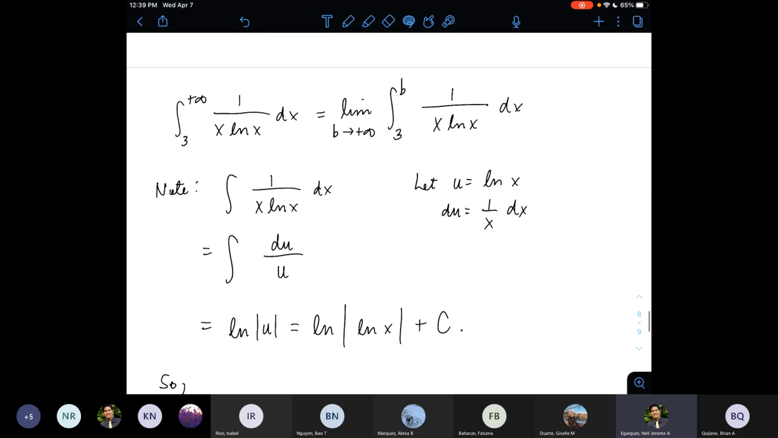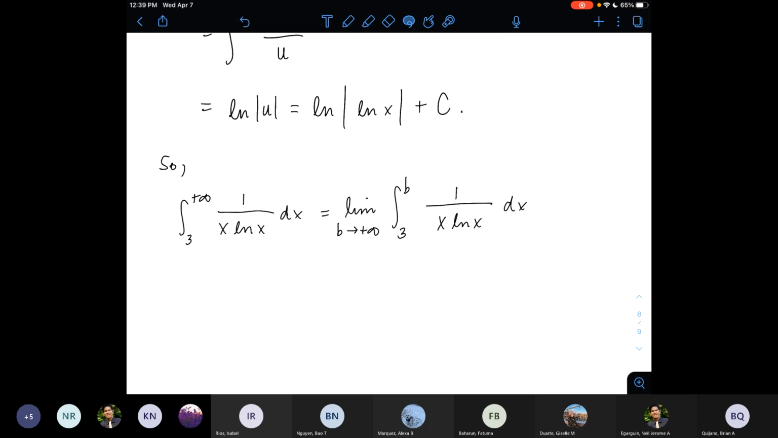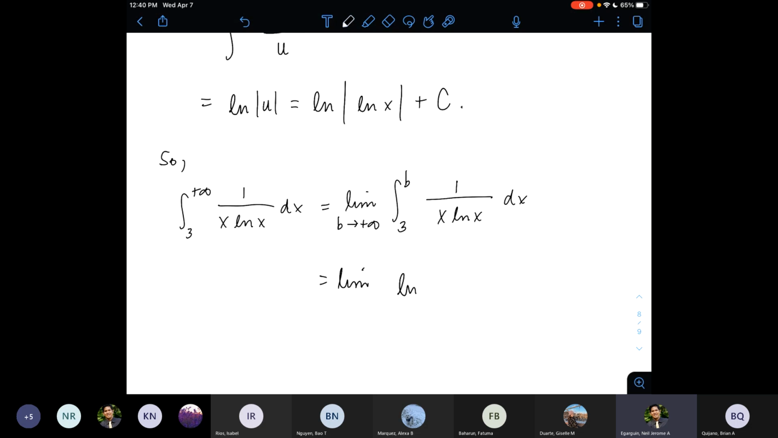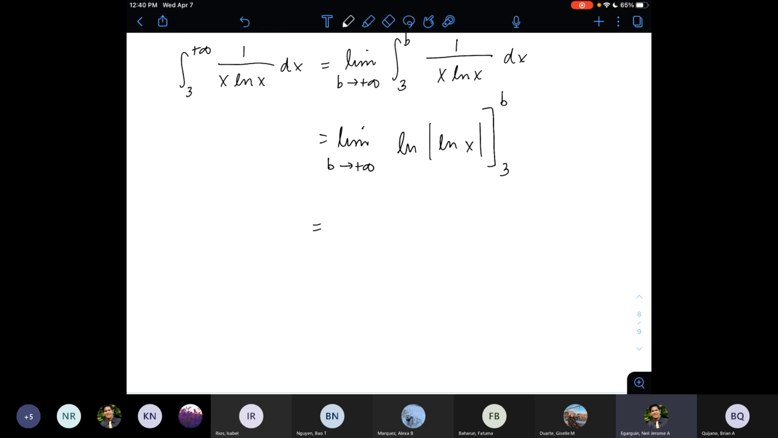So going back to our improper integral, this is equal to the limit of, we know now the antiderivative, it's ln of the absolute value of ln x. But we need to evaluate this from 3 to b as b approaches positive infinity, right? And then let's apply the fundamental theorem of calculus. This would be ln of the absolute value of ln b minus ln of the absolute value of ln 3 as b approaches positive infinity.